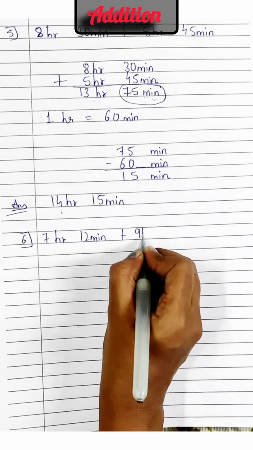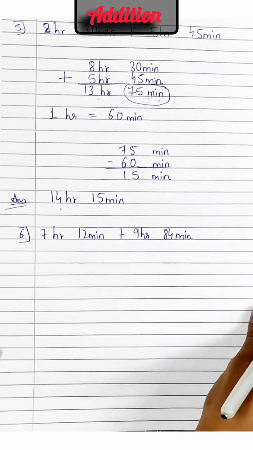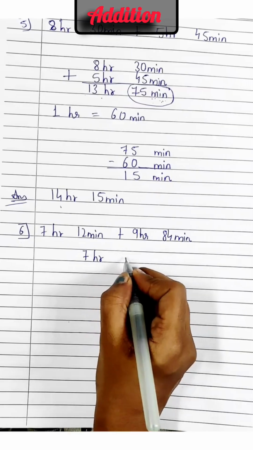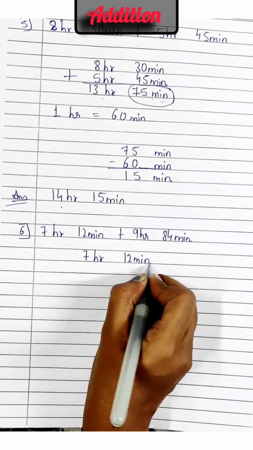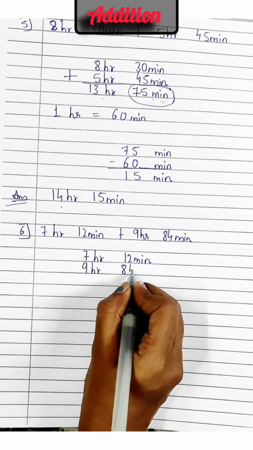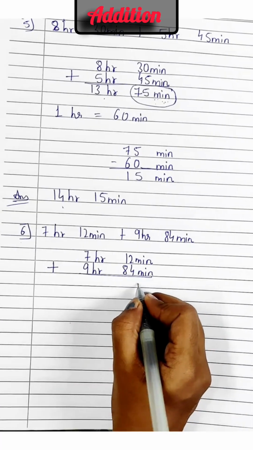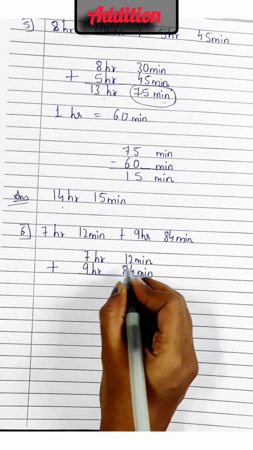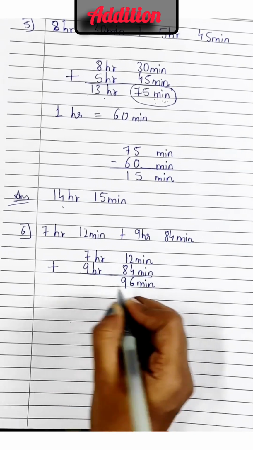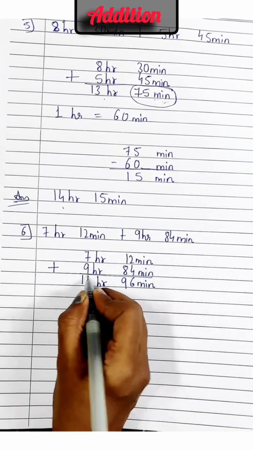Plus 9 hours 84 minutes. Let us solve this example. Again, हम hours के नीचे hours लिखेंगे and minutes के नीचे minutes. This sum is based on addition. So 2 plus 4, 6. 1 plus 8, 9, hours के नीचे hours, 7 plus 9, 16.